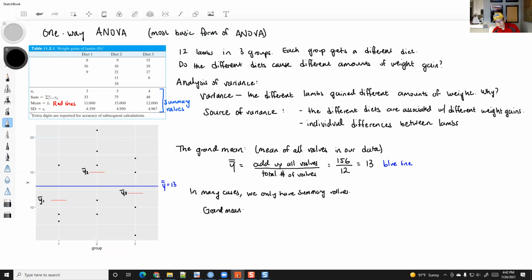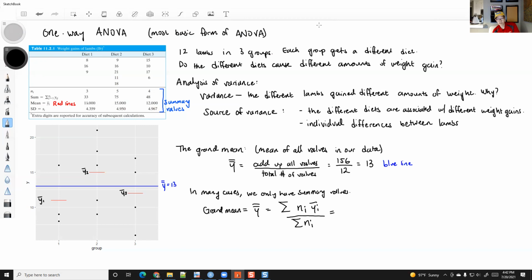It is found this way, okay? The grand mean is you take each group mean, Y bar for group I, and you multiply the group mean, Y bar I, by the group size, n sub I, okay? And then we're going to divide by the sum of the group sizes, okay?